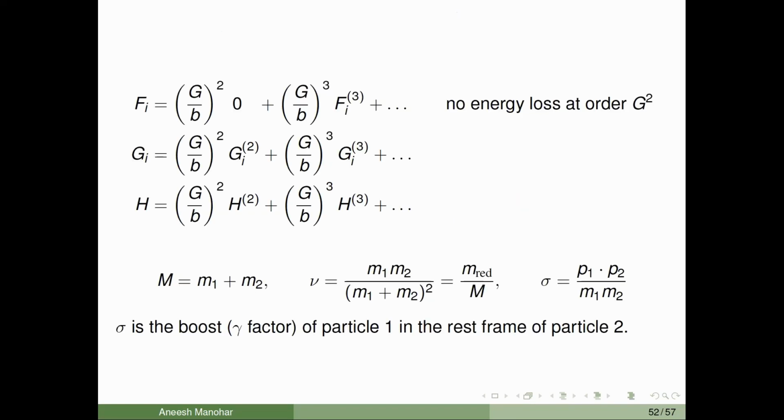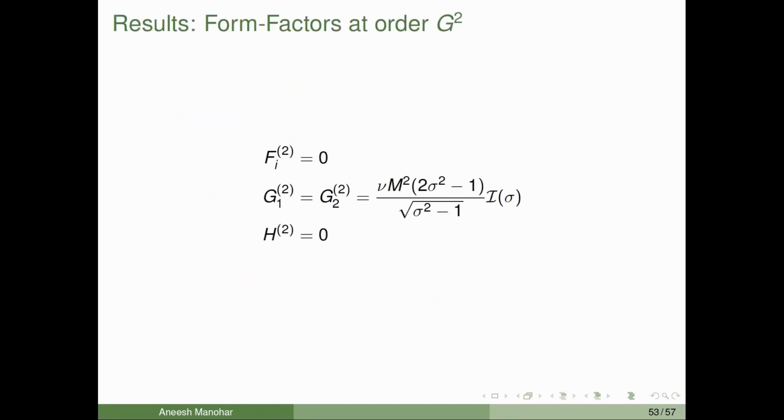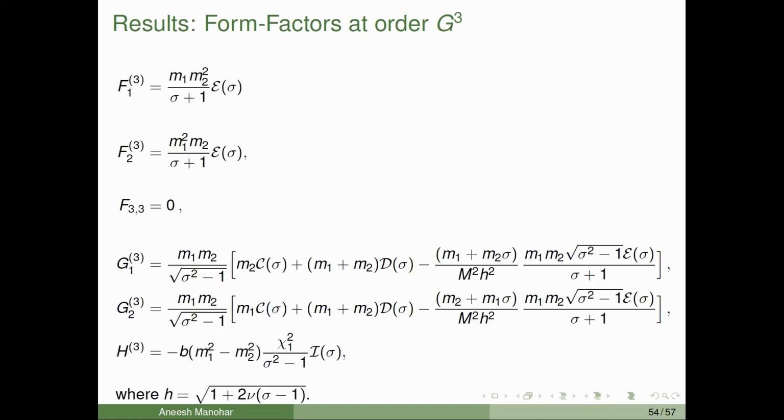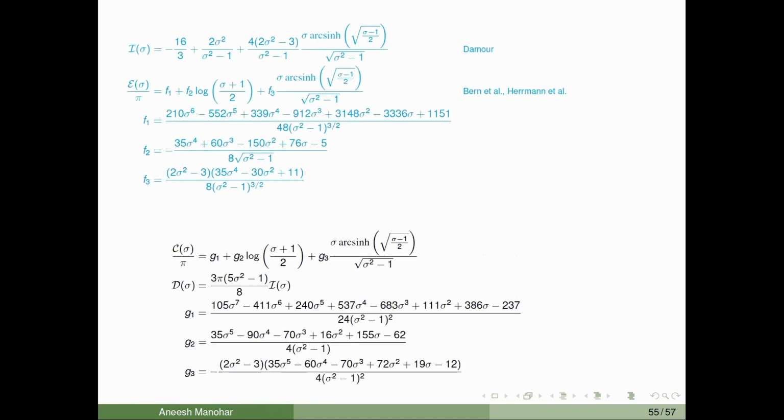Now there's a lot of work which goes into this. I'm not going to discuss it, but I'll just give you the results. So at order G squared, I'll give you what these functions mean in a second. I just want to prove that we did something, or somebody did something. So here are the form factors in terms of mu, sigma is the boost, and there's some integral here, which I'll discuss. And at order G cubed, the energy loss is given by this, and these are the functions for the angular momentum loss. And then here are what the functions look like.